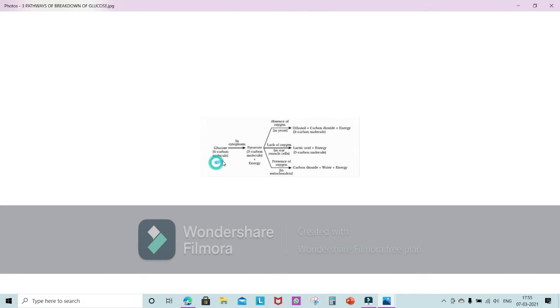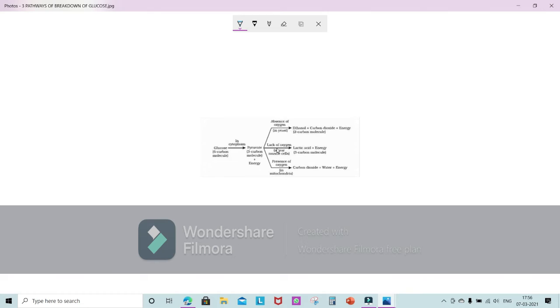So glucose, a 6 carbon molecule, is converted into pyruvate, a 3 carbon molecule, plus energy in the cytoplasm. Okay, so this is the first thing that takes place. Now pyruvate can undergo 3 different steps for its breakdown: in the absence of oxygen, in the lack of oxygen, and in the presence of oxygen.